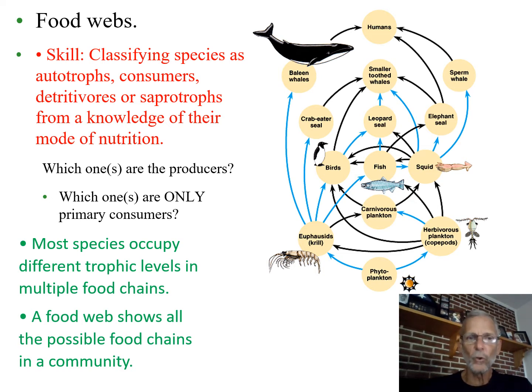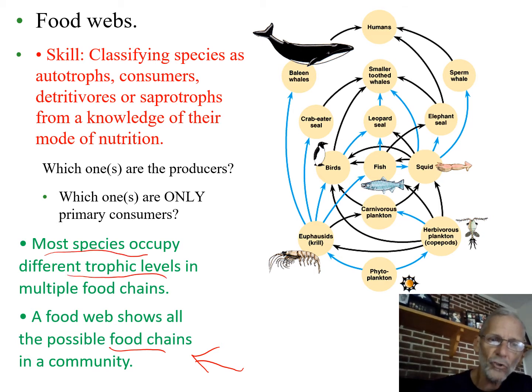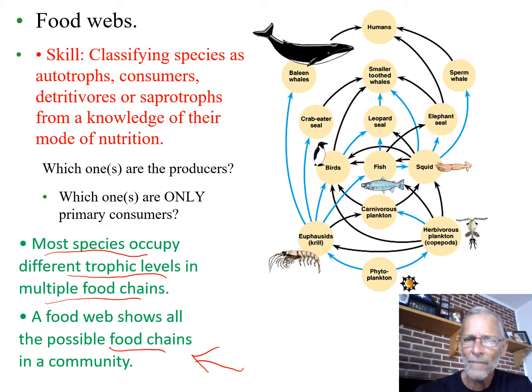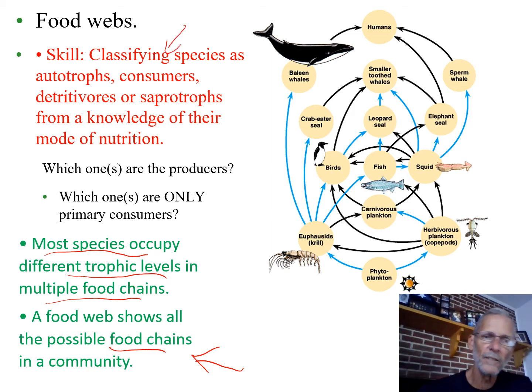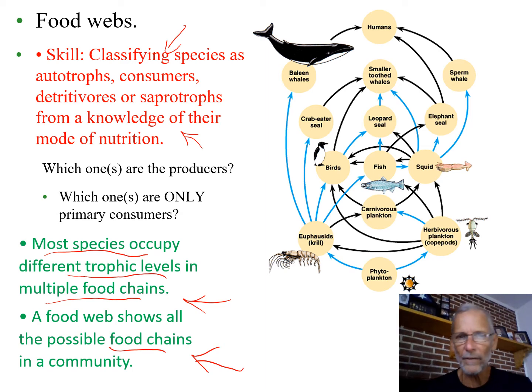So here's your classic food web. What is a food web? Well, it's just a whole bunch of interconnected food chains. And this says that, right? A food web shows all the possible food chains in a community. And this says that most species occupy different trophic levels in multiple food chains in a food web. What's that mean? Well, let's answer these questions, because they want you to be able to do this skill. Just as a reminder, the red stuff is in the SL IB syllabus. The green stuff is in the HL IB syllabus, but it's stuff you should know anyway. So I'm not going to differentiate between these two so much.